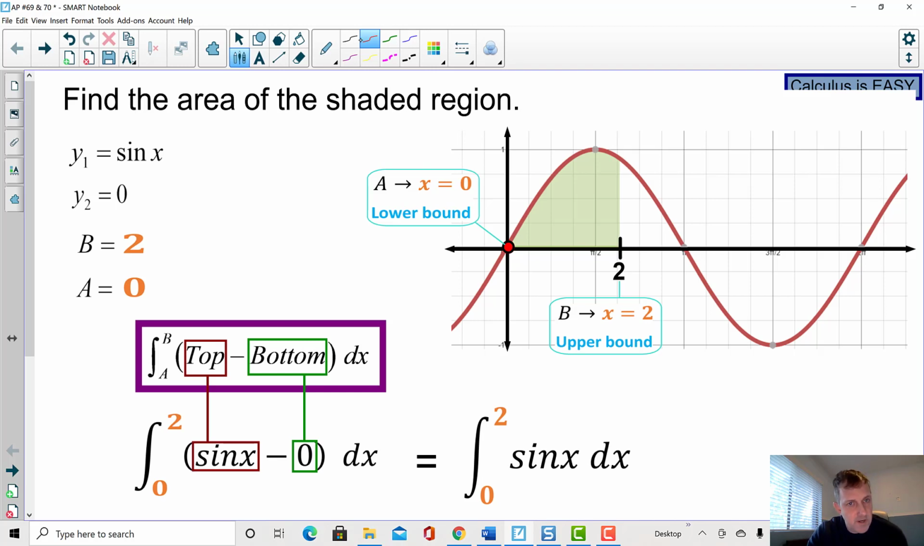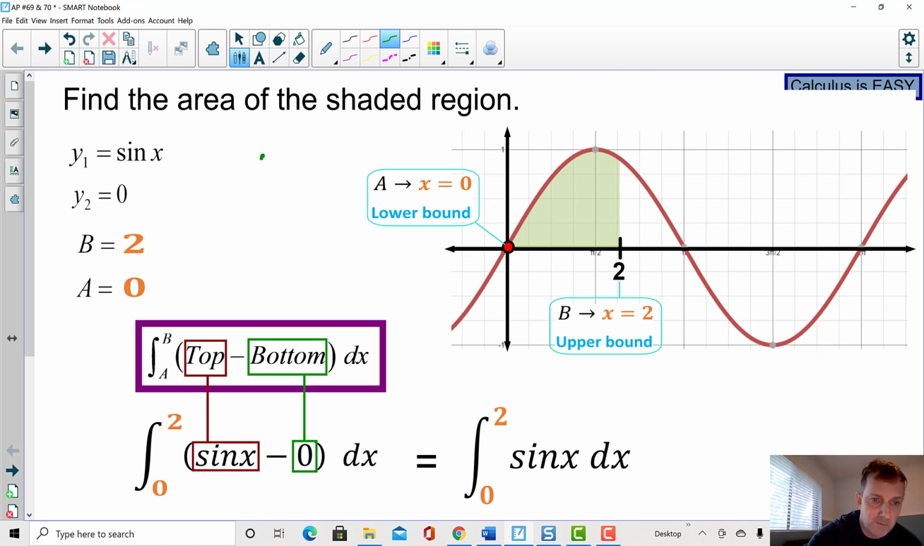Okay, so we're kind of starting a new topic here. We're doing the area. So here it says find the area of the shaded region. So we're talking about this green shaded region over here. This function right here is just the sine of x function, and it's trapped between the x-axis, which is y equals 0, and the vertical line x equals 2.